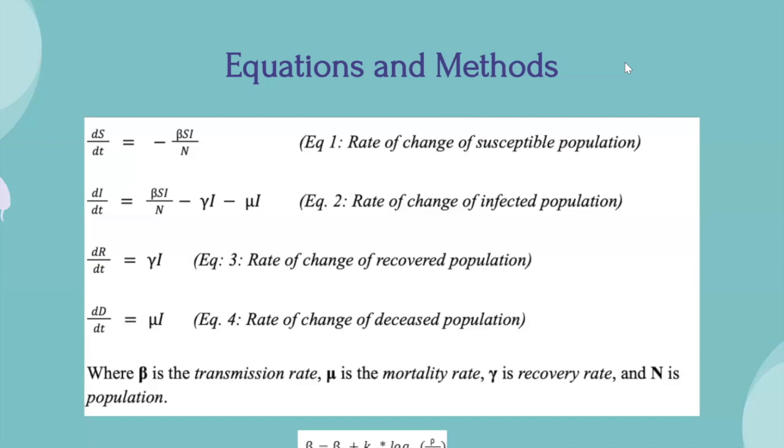The SIRD model we used had a modified transmission rate parameter, where transmission rate is a function of population density as opposed to a constant. The transmission rate parameter includes an additional term that is added to the base transmission rate that scales logarithmically with the population density.